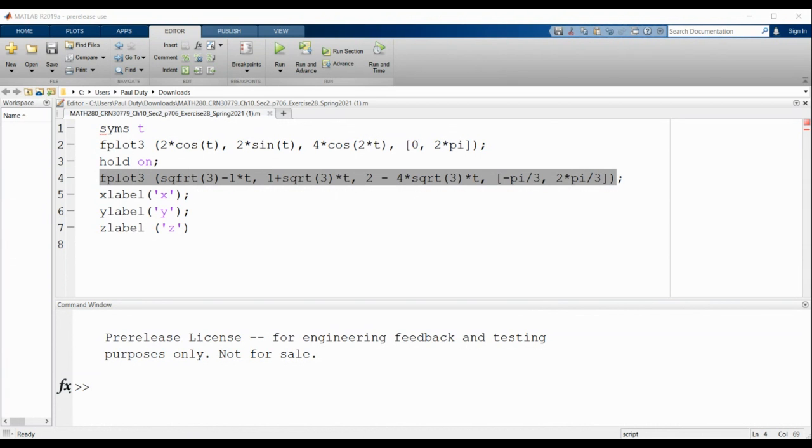And you'll notice that the domain I'm going to use for t is from negative pi over 3 to 2 pi over 3. Why do you think I would use that? Why don't I use 0 to 2 pi? Why not just use 0 to 2 pi?